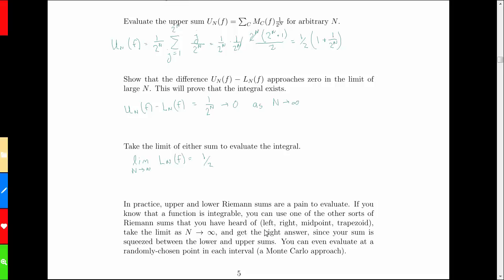You can take the limit of any of those and you'll always get the right answer if the function is integrable, since the quantity that you evaluate for each interval is squeezed in between the infimum and the supremum, and therefore the sum of the quantities that you're looking at is squeezed between the lower Riemann sum and the upper Riemann sum. You can even say, I'll just pick a random point in each interval, evaluate it there. That's a so-called Monte Carlo approach to integration, which turns out to be a very powerful technique when you're evaluating integrals in a large number of dimensions.